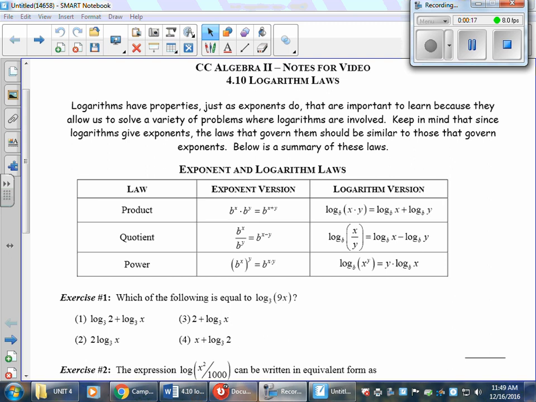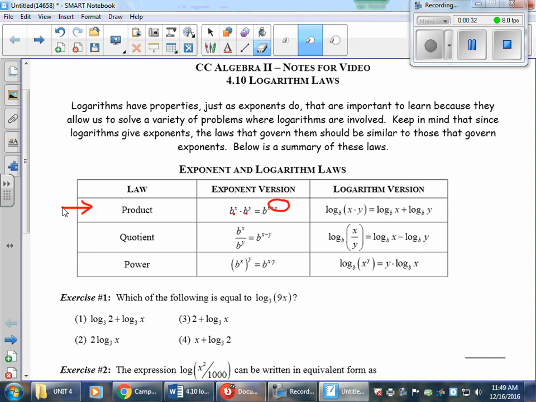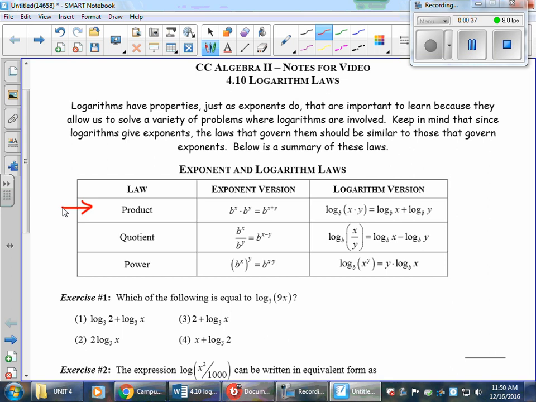If we take a look at some of these laws, right here at the product law, we know the exponent version: if we have the same base, you keep the base and add the exponents. So you have b to the x times b to the y equals b to the x plus y. Very similarly in logarithms, log base b of x times y is log base b of x plus log base b of y.